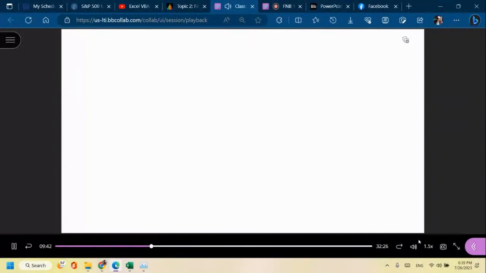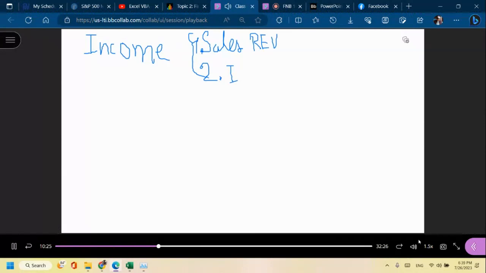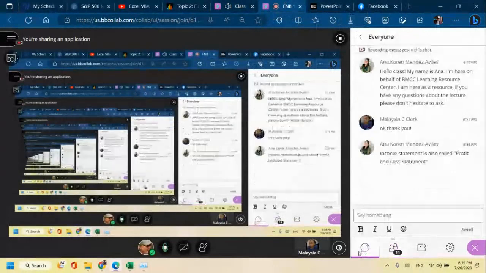So it starts with listing all the sources of income, right? But there are largely two sources of income. One is sales revenue, and the second source of income is investment income. Now think about it. What do you think is the primary source of income for any company, right? The primary source of income is sales revenue, because all companies must sell something, right? Now here's the interesting thing.